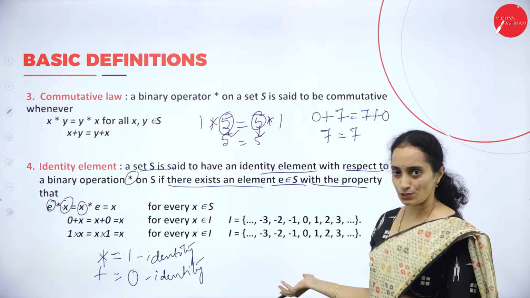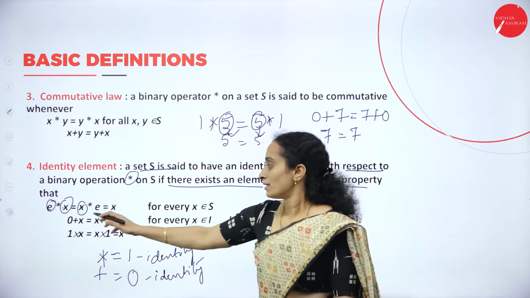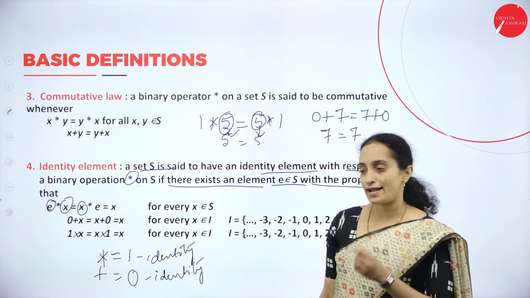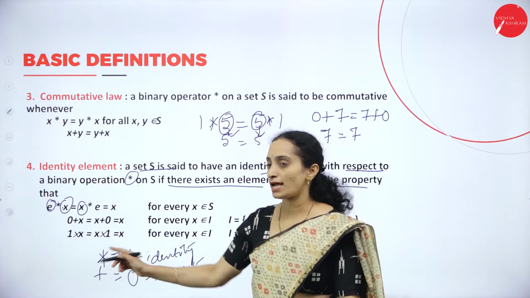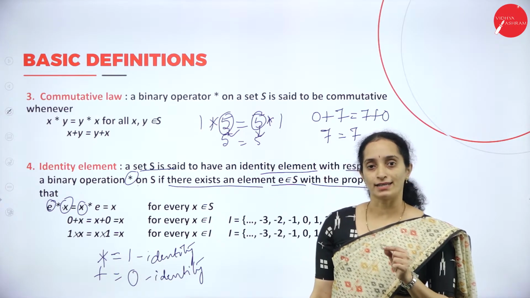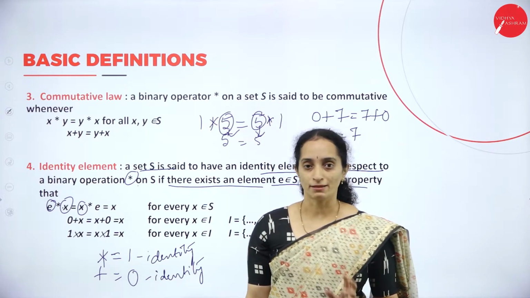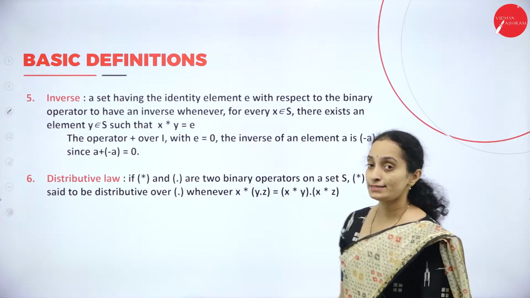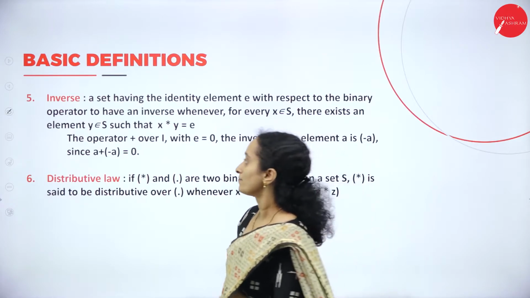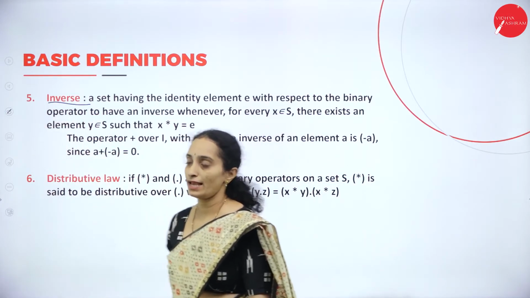Okay, any set you can take. The 0 is the identity element in the case of the plus operator, whereas 1 is the identity element in the case of the multiplication operator. Okay. Next comes the inverse law, or inverse element.